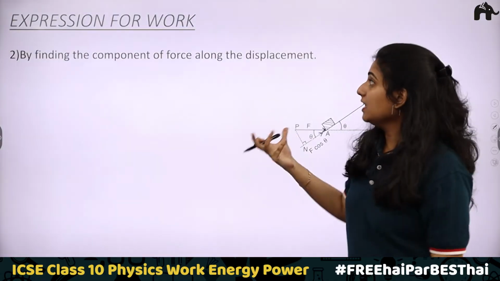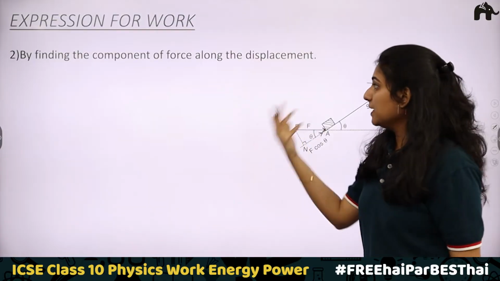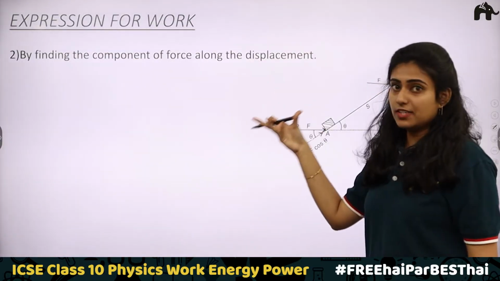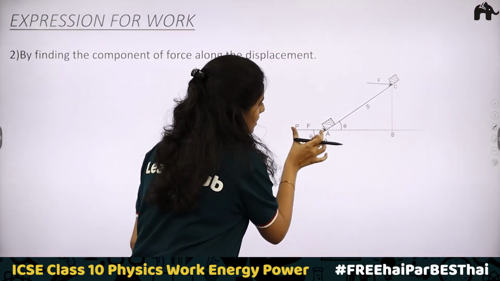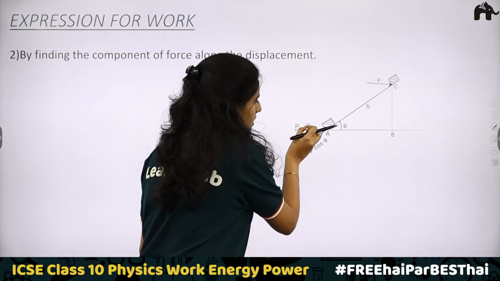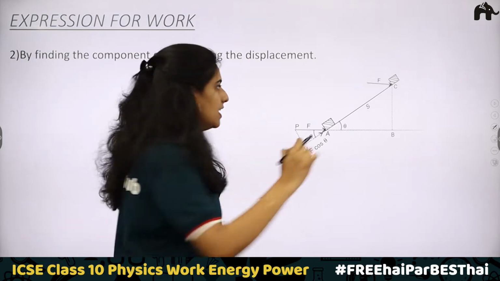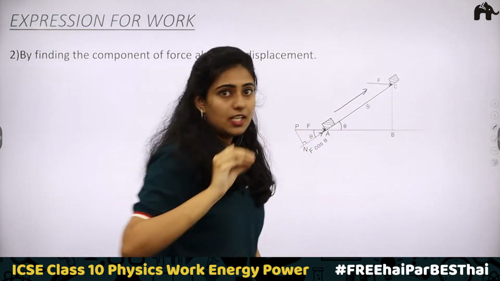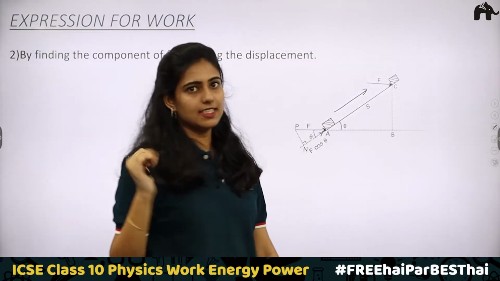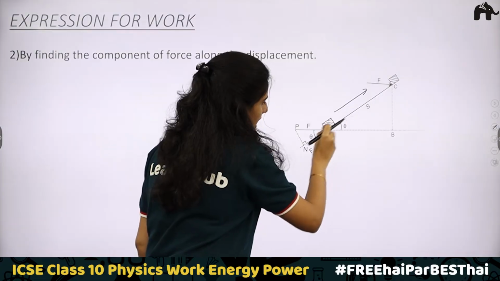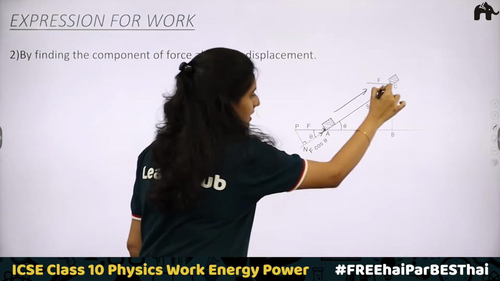Okay, next is finding the expression for work by finding the component of force along the displacement. In the previous case, we have taken the component of displacement along the direction of force. Here, consider this figure. PA is the direction in which the force is applied. Force of magnitude F is being applied. What is the direction of displacement? Displacement is in this direction. So, we need to take the component of force in this direction, that is along the slope at an angle theta. Now, when you extend this line, you will get NA. We have taken NA by extending this line AC.